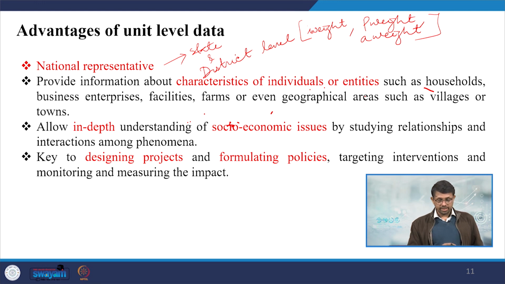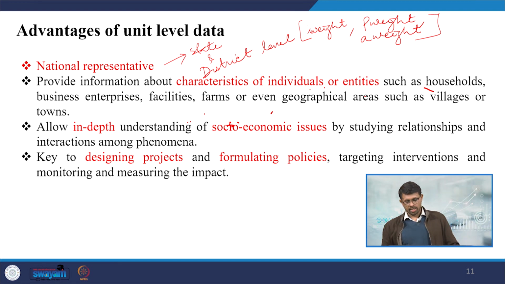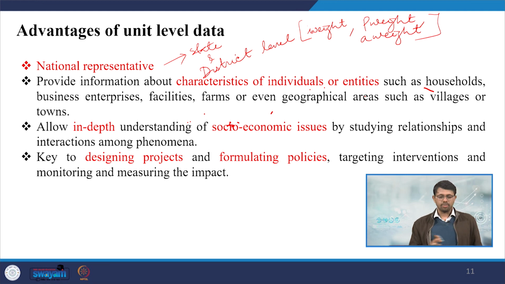Let us understand further details of the advantages of unit level data. This provides information about characteristics of individuals or entities such as households, business enterprises, facilities, firms or even geographical areas such as villages or towns. This allows in-depth understanding of socio-economic issues by studying relationships and interactions among phenomena. This is key to designing projects and formulating policies, targeting interventions, and monitoring and measuring impact, and is very helpful from these data sets.